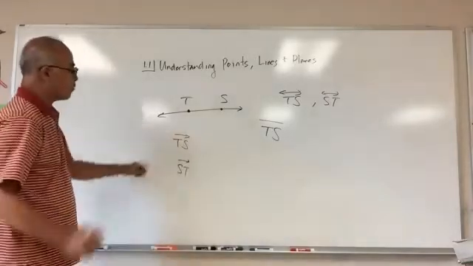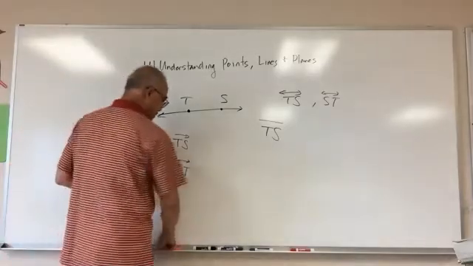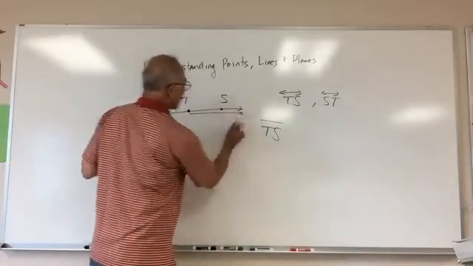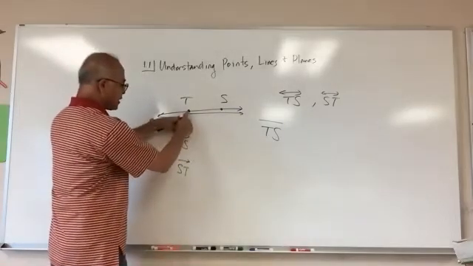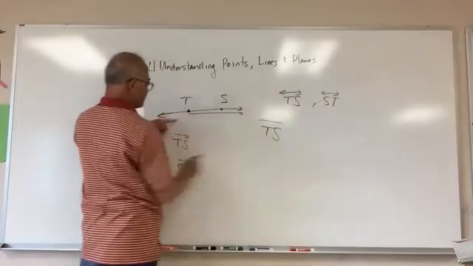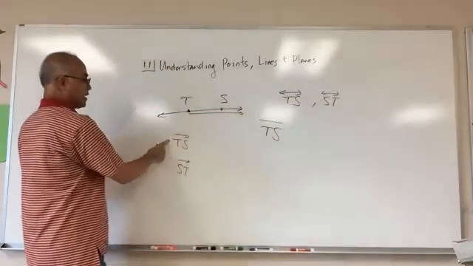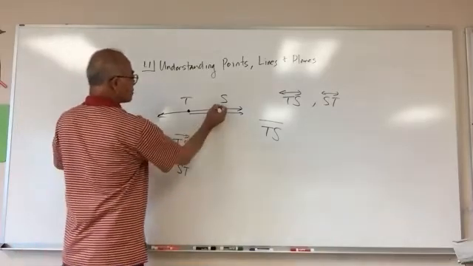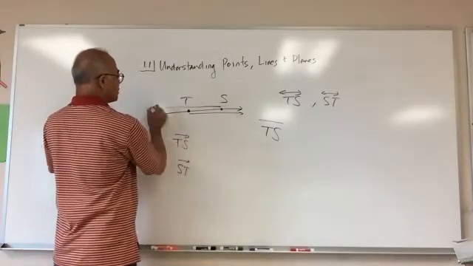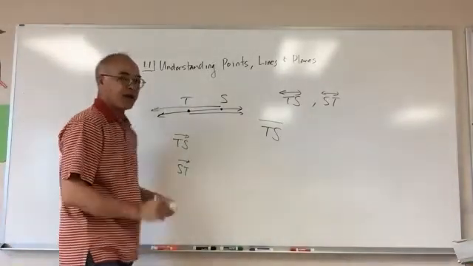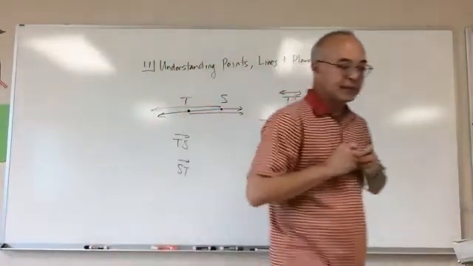So the top one is going to be what you see from here that way. Starting from T, going to S all the way forever. So that's the ray TS. The ray ST starts from S and it goes this way forever. Okay, that's the ray ST.